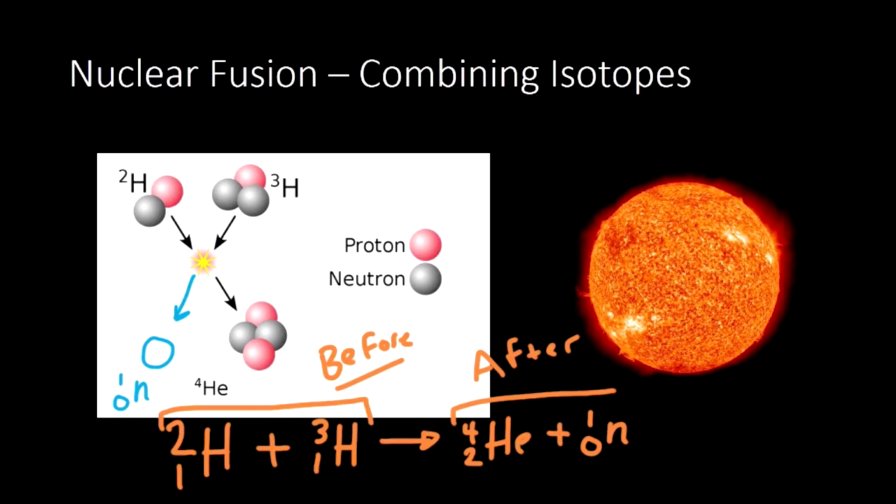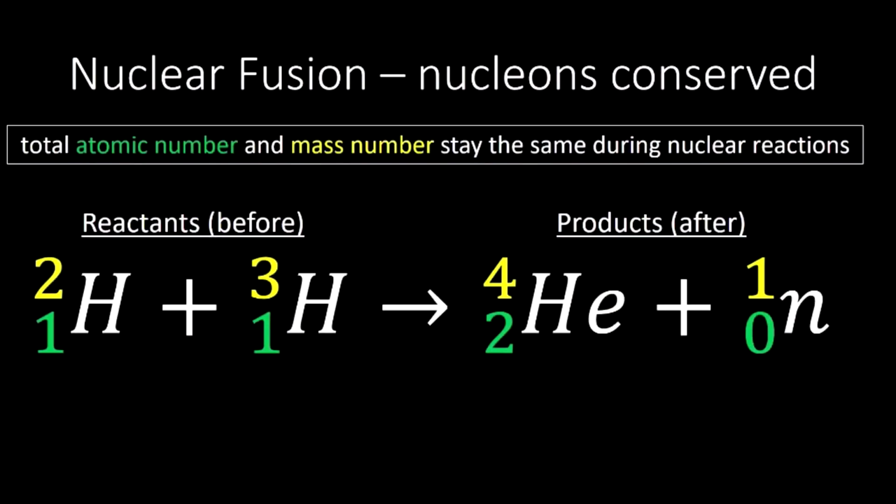Let's take a closer look. Okay, so here's nuclear fusion and our reaction, written out a little more nicely. What we need to make sure we have is that our nucleons have been conserved. What is that? Nucleon, that's a weird word. That just means our protons or our neutrons. So it includes both of those and they can't change, okay? And so when we look at the before and the after, the total atomic number and the total mass number have to stay the same.